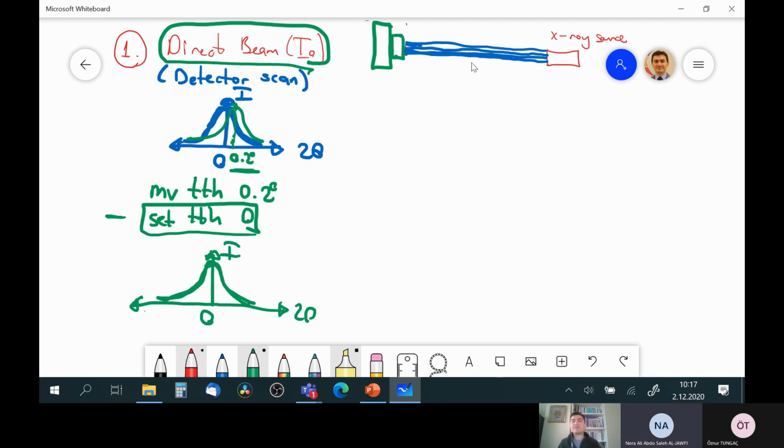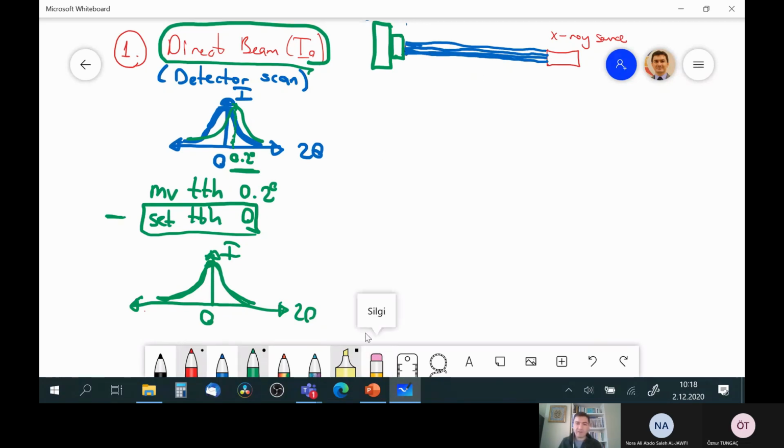Okay, I'm just talking here about the sample alignment, but the optics in front of the X-ray source and in front of the X-ray detector must also be aligned. But I will not go into detail with these things because all the procedure is done automatically by the instruments. Okay. So now the direct beam is okay. We produce X-rays in the X-ray source and they directly go to the active area of the detector. But what about the sample? We don't have a sample here.